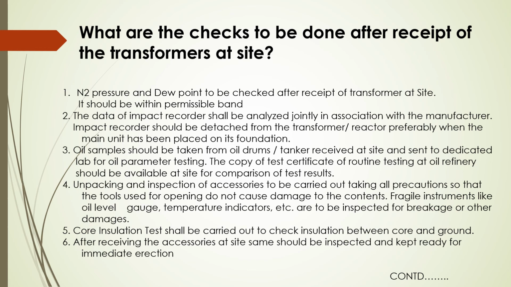The copy of test certificate of routine testing at oil refinery should be available at site for comparison of test results. Unpacking and inspection of accessories to be carried out with all precautions so that the tools used for opening do not cause damage to the contents. Fragile instruments like oil gauge, oil level gauge, temperature indicators, etc. are to be inspected for breakage or other damages. Core insulation test shall be carried out to check insulation between core and ground. After receiving the accessories at site, same should be inspected and kept ready for immediate erection.